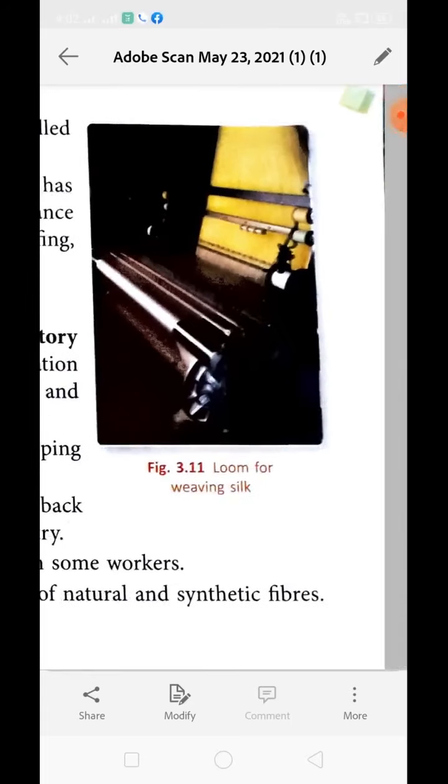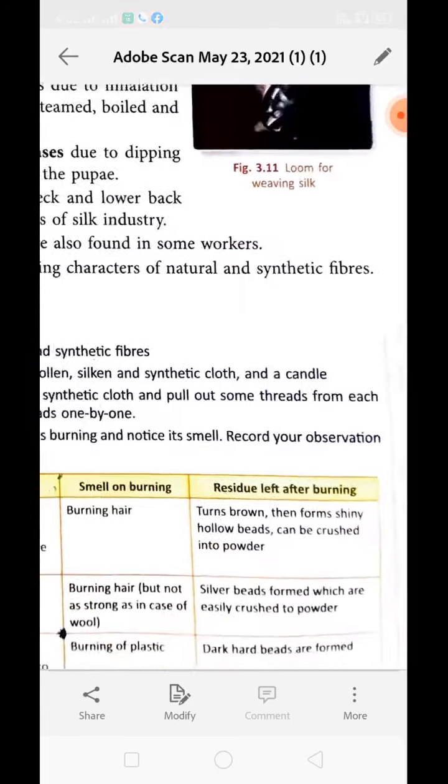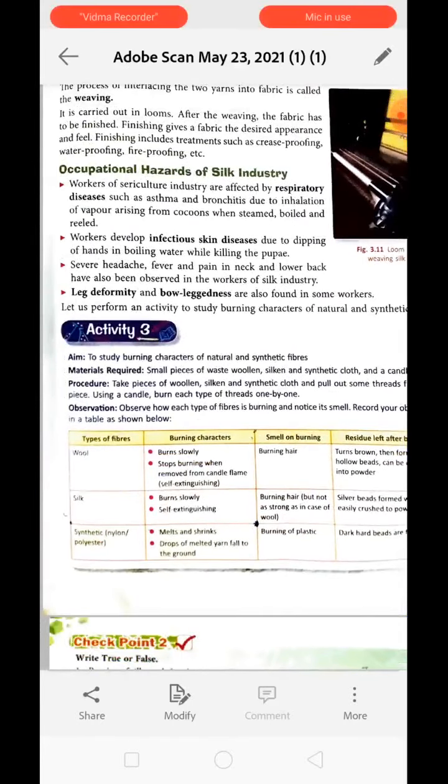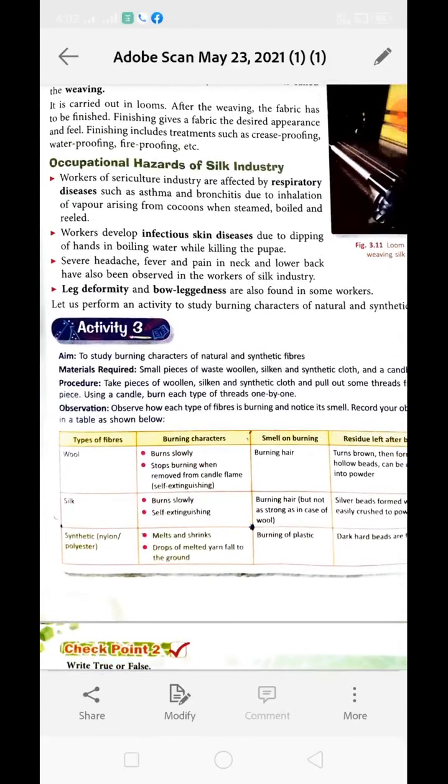Now about occupational hazards related to the silk industry. Basically, the workers of the silk industry need to continuously breathe air which is filled with lots of water vapor. Workers of sericulture industries are affected by respiratory diseases such as asthma and bronchitis due to continuous inhalation of vapor arising from the cocoon when it is steamed or boiled or reeled.